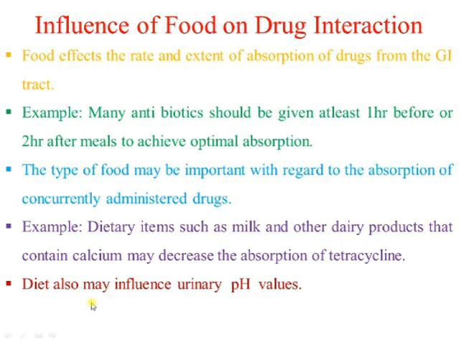Diet also influences urinary pH. That effect is minimal, but it can have an impact on what kind of drug will be reabsorbed and what kind of drug will be excreted more. Of course, the type of food is important as far as absorption of drugs is concerned. As I said, vitamin C will enhance absorption, so citrus fruit will enhance absorption of iron, and so on. But dairy products will retard absorption of tetracycline. So these are a few examples of food and drug interactions.